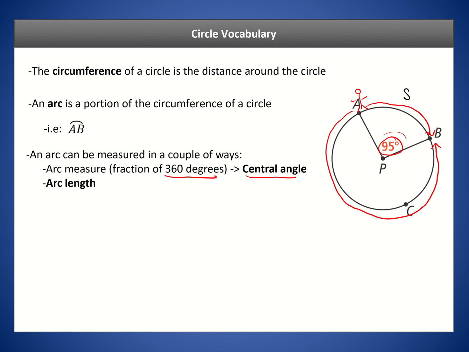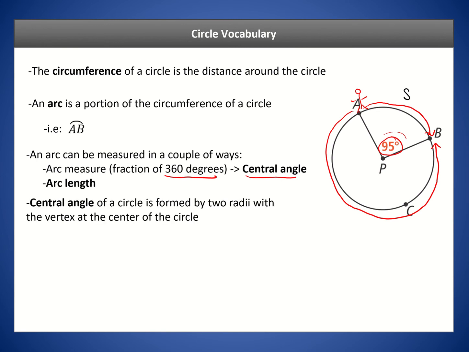The arc length is another way that we can measure, and it's literally the distance if I were to travel from A to B, as I mentioned earlier. If I were to travel around the Earth from A to B, that would be my arc length. The central angle of a circle is formed by two radii with the vertex at the center of the circle. That is your central angle, which is the 95 degrees. As we mentioned, the central angle is APB, and its measure is 95. And therefore the measure of the arc is also 95 degrees.